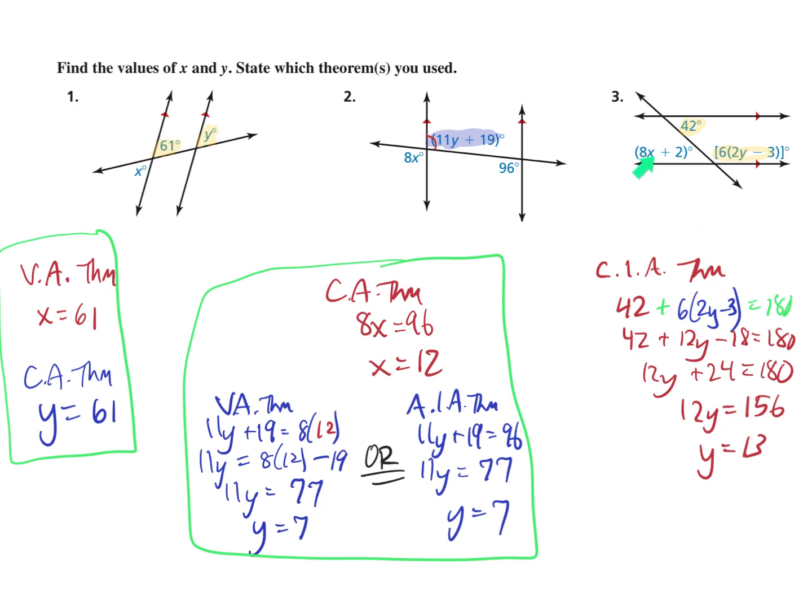All right, what about the x value? Well, we could either use the linear pair theorem and add these two up, set them equal to 180, or we could use the alternate interior angle theorem and set these alternate interior angles equal to each other. And I think that's going to be a little less work. So by the alternate interior angle theorem, 8x plus 2 is equal to 42. So 8x is equal to 40, and x is 5.